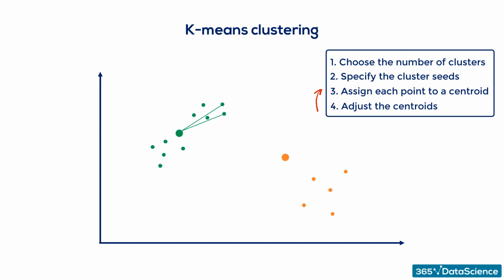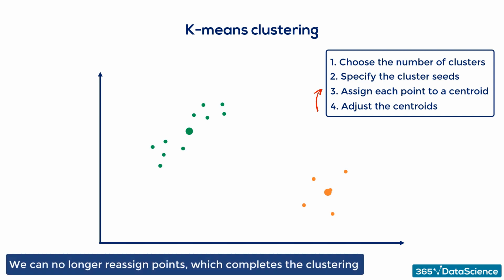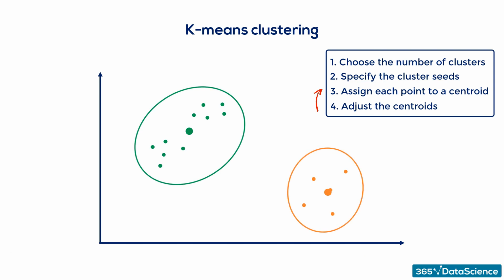Finally, we must recalculate the centroids. That's the new result. Now, all the green points are closest to the green centroid and all the orange ones to the orange. We can no longer reassign points, which completes the clustering process. This is the 2 clusters solution. All right, so that's the whole idea behind clustering.